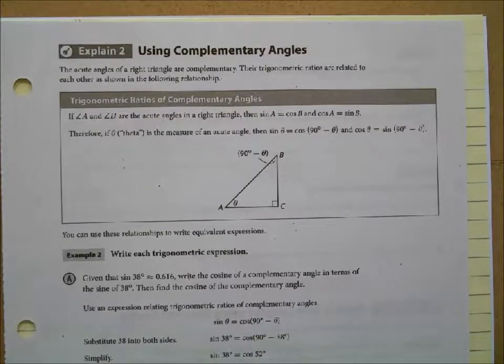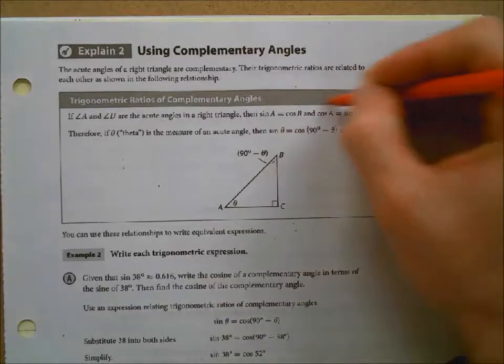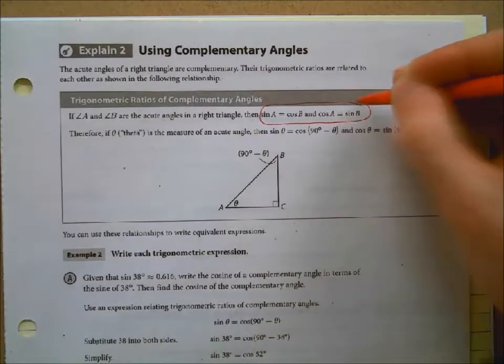Using complementary angles. The acute angles of a right triangle are complementary. Their trigonometric ratios are related to each other as shown in the following relationship. We've talked about this already. The sine of A is equal to the cosine of B. The cosine of A equals the sine of B.